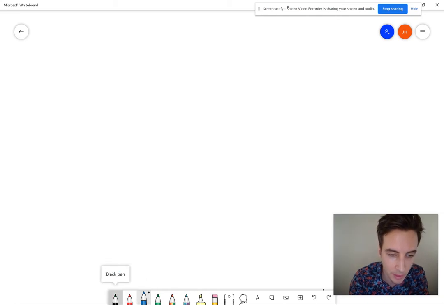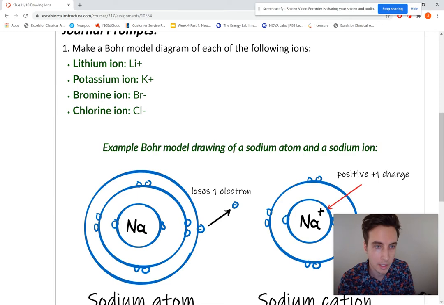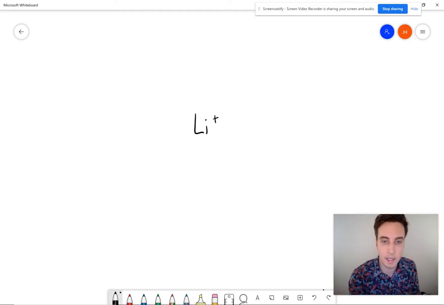I'm going to start off by drawing the symbol, which is going to be Li plus. So that's going to be in place of our nucleus. Li plus. Plus for an ion is going to mean it has a positive 1 charge, which means that it has one more proton or positively charged particle than it does electrons. So we essentially need to draw a lithium Bohr model, but with one less electron.